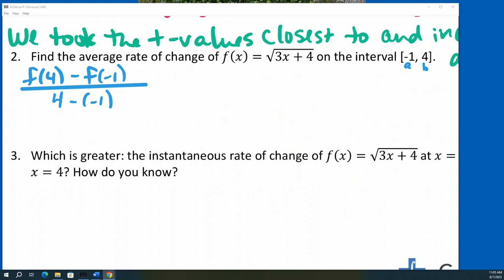Now we can definitely do this without a calculator. So if I'm going to plug in 4, I know I'm just going to multiply that by 3. I'm going to get 12. And then I'm going to add 4 to that. And so it's going to be the square root of 16, which I'm going to break down a little bit more in just a second. You guys plug in -1 for me, please.